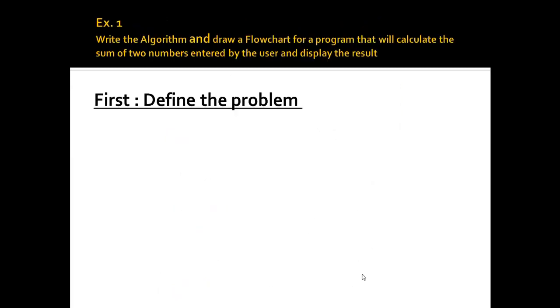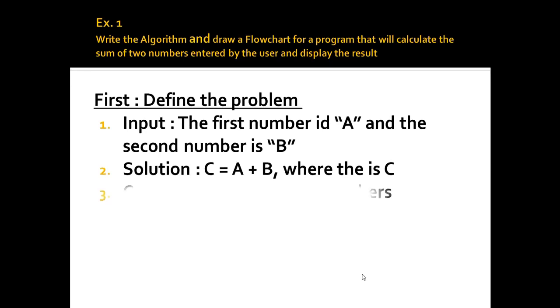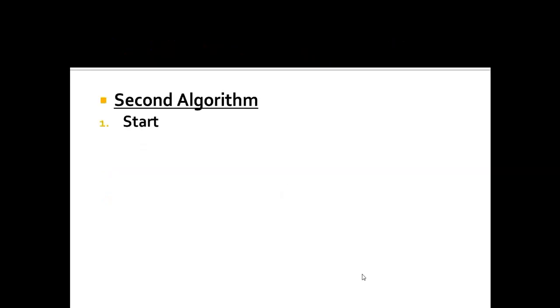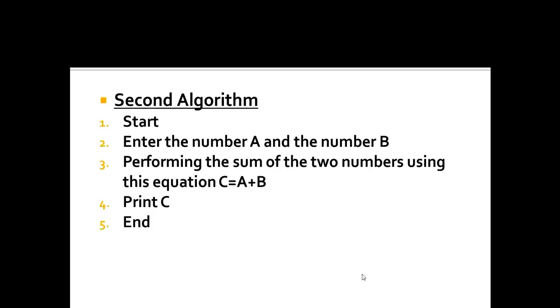The problem definition, the input, the solution and the output. Then we already wrote the algorithm. 1 start, 2 enter the number, 3 performing the sum, 4 print, finally end. Third will be drawing the flowchart. Actually, what should we do? We need to take each step in the algorithm and see what will be the equivalent shape.